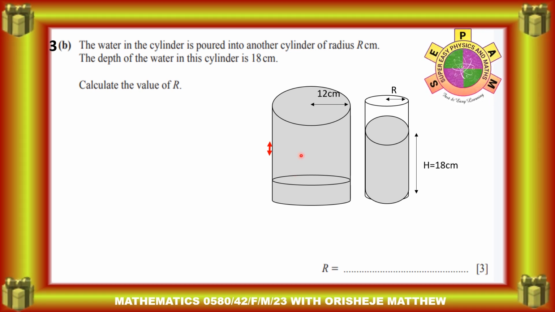So in principle, we say the volume of water in cylinder A will be equal to the volume of water in cylinder B, because it is the water in cylinder A, the bigger cylinder, that was poured into the smaller cylinder. So let's do that. So the volume of water that was poured from cylinder A is equal to the volume of water poured into cylinder B.